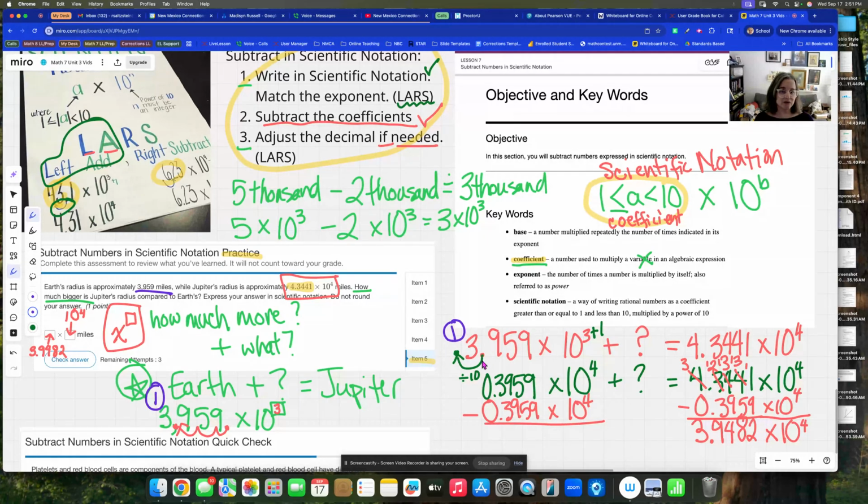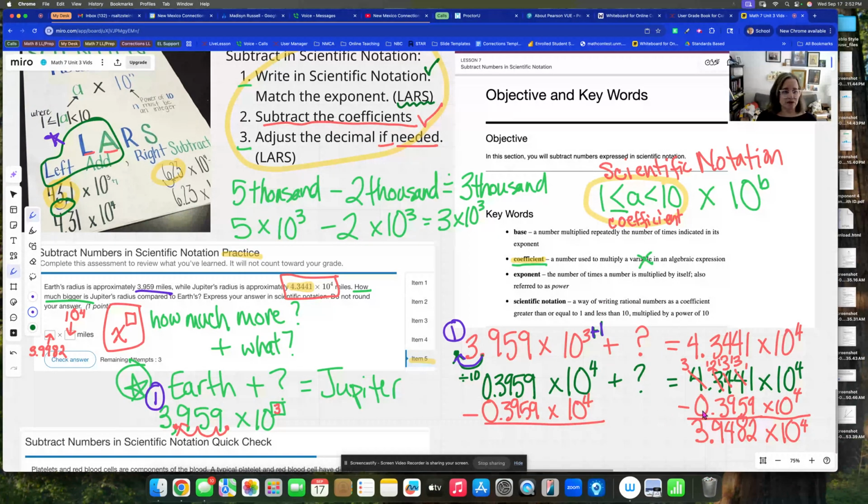I had to move the decimal to the left in Earth because the exponent was 3 and it needed to be 4. Okay, how did I know to move it to the left? That's where Lars came in. Okay, I needed to add 1 to 3 to get it to be a 4. And so if I'm adding 1 to the exponent, I'm going to make the coefficient smaller by 1 power of 10. I'm going to move to the left. Okay, I've got to keep that balance so that it still equals the same number.